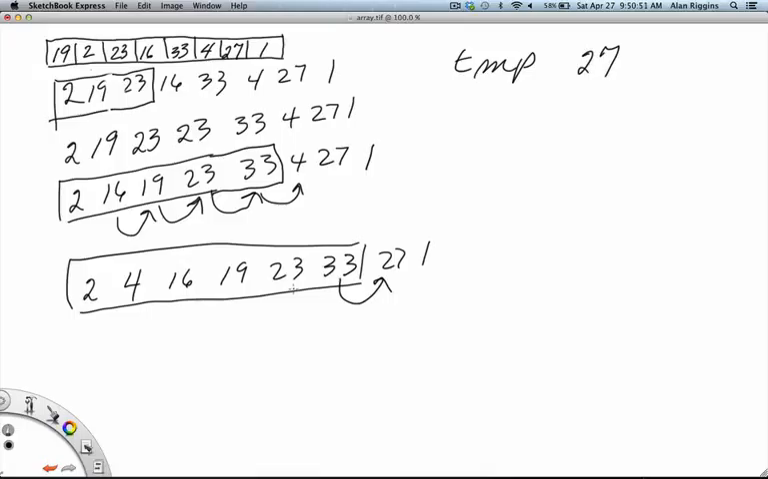And so what we now have is 2, 4, 16, 19, 23, 33, 33, and 1. Now we drop the 27 in where we stopped. We drop the 27 in right here.